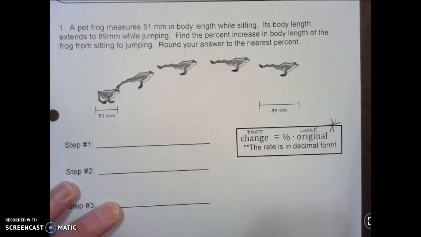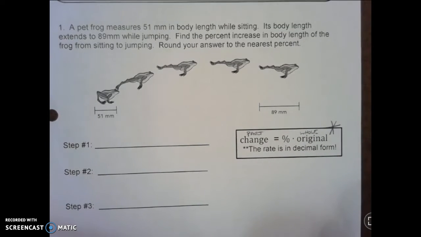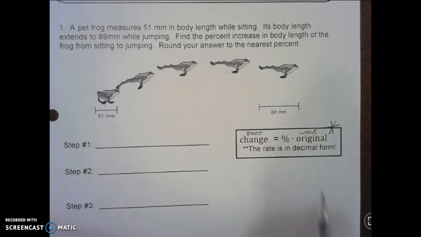And again, because the amount of change is expressed as a percent of the original, percent of the original is going to take the spot of the whole value. So it's the same idea as part equals rate times whole, only now we're calling it change equals rate times the original amount. And so in this example, again, we're trying to find the percent increase in the body length from sitting to jumping.